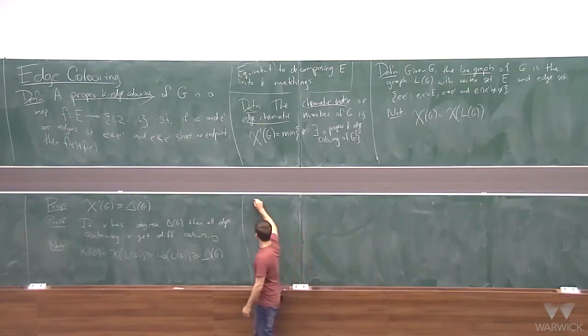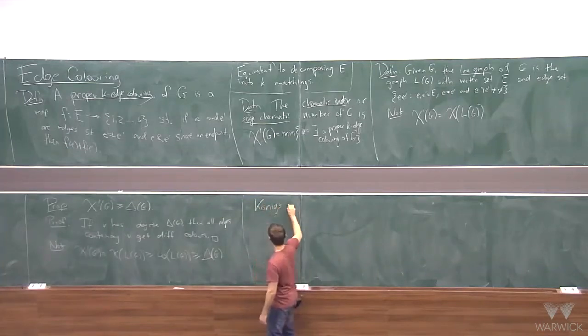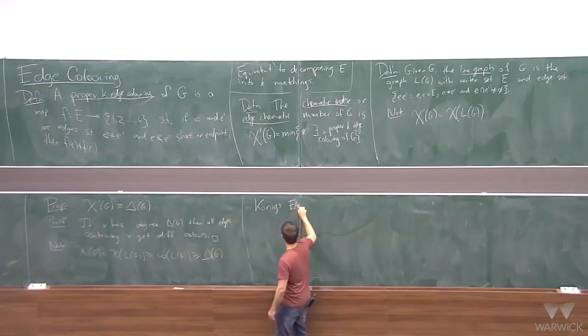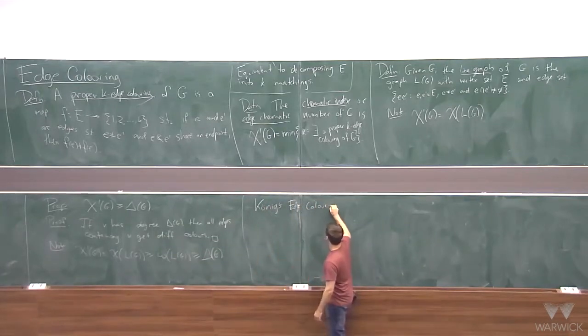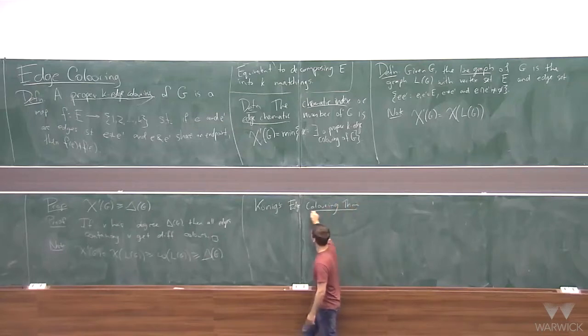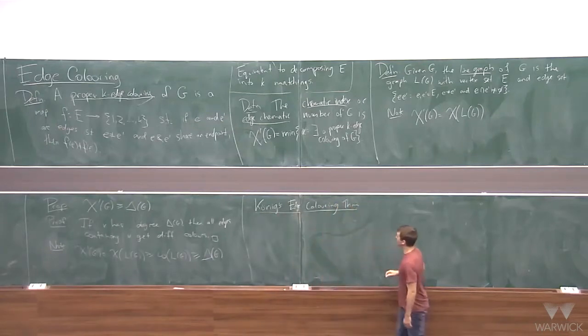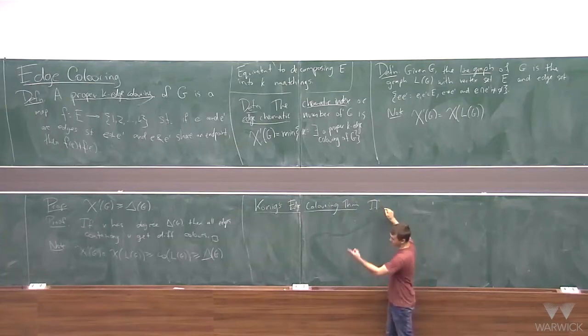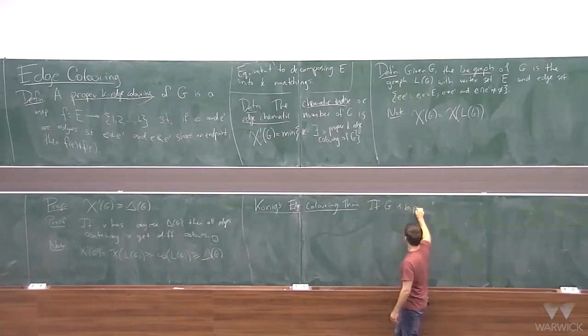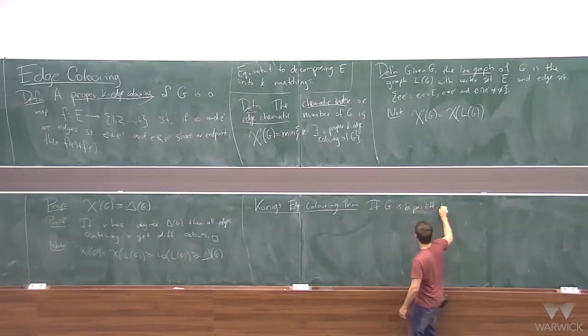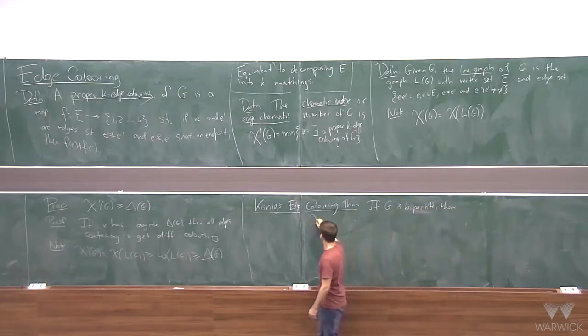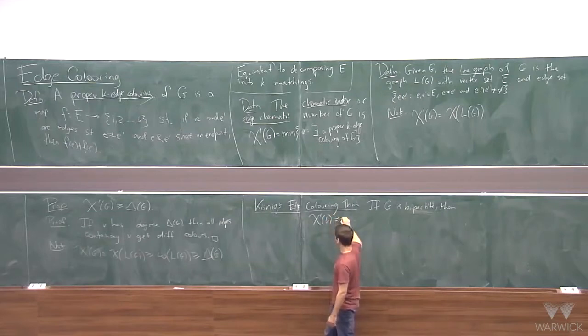Okay, so here's the first kind of interesting theorem. This is called Koenig's edge coloring theorem. It says that this trivial lower bound is actually tight if G is bipartite. So if G is bipartite, then the chromatic index, or edge chromatic number, of G is simply equal to the maximum degree.